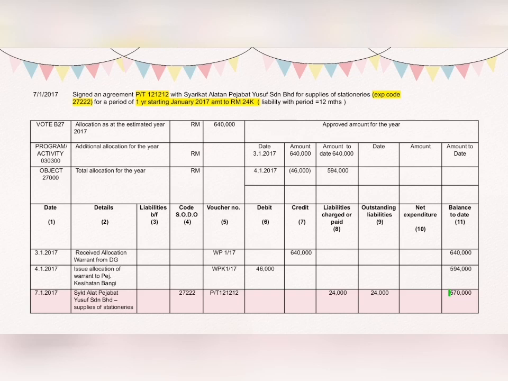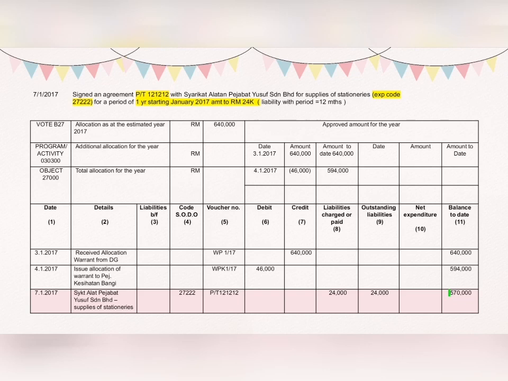So it will affect the basic columns, and then column number 4, as there is an expenditure code given, and the amount of 24,000 will be recorded under column 8. Now that we have a liability charged, column 9 will also be recorded, and the balance to debit is reduced by 24,000, as a liability incurred will decrease the budget.